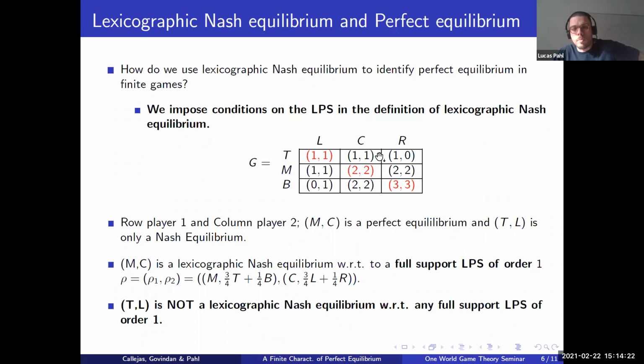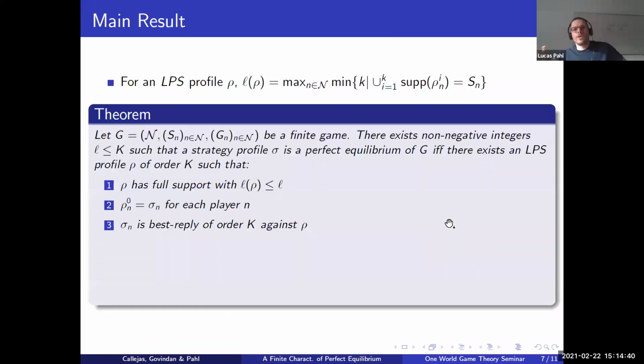So any full support LPS that puts positive probability on the column player's M will be such that M is going to do strictly better than T. So T can never be a lexicographic best reply to a full support LPS of order 1, right? All right, so with these definitions, we're ready to state the theorem that we prove in this paper.